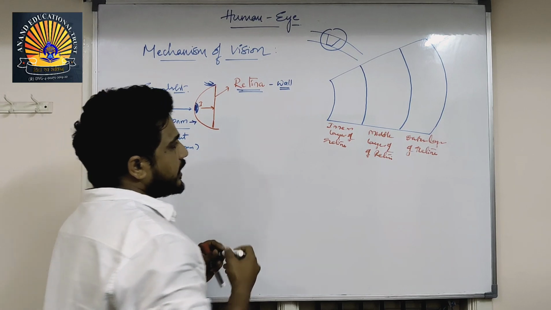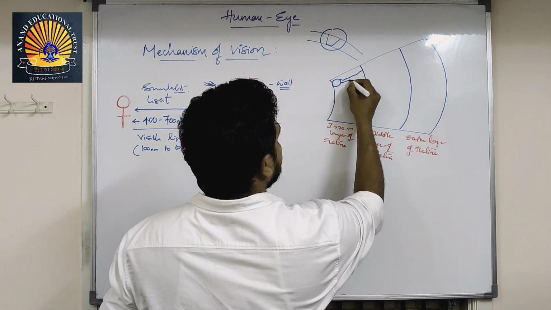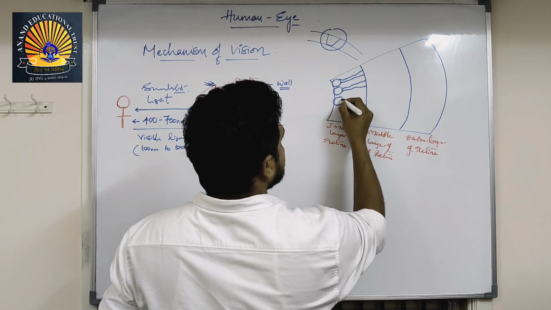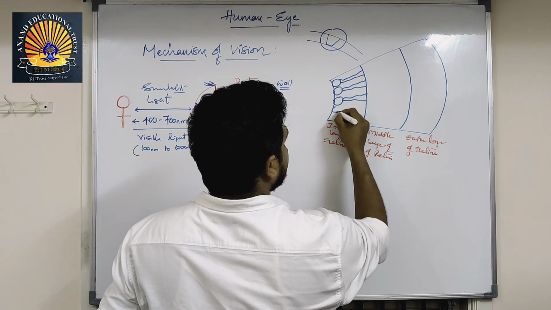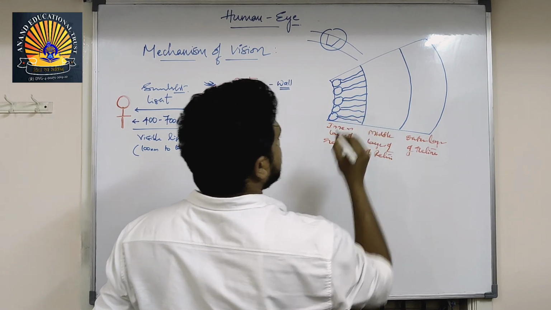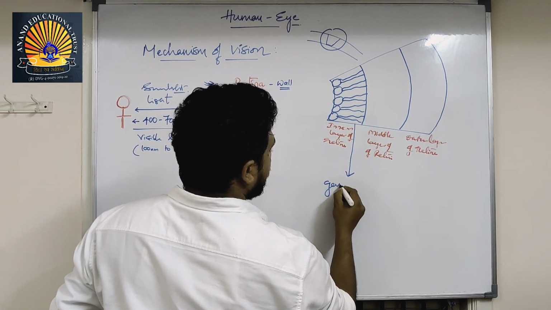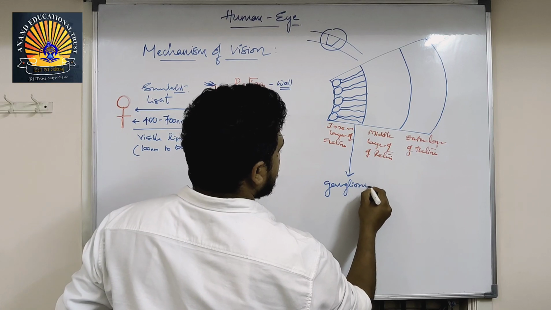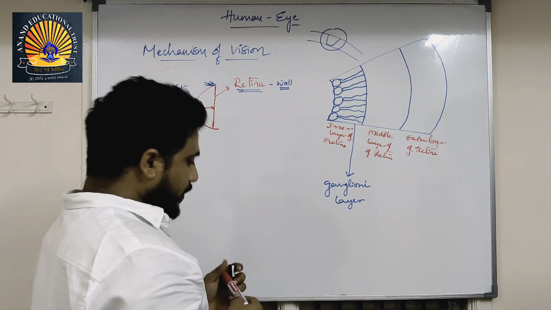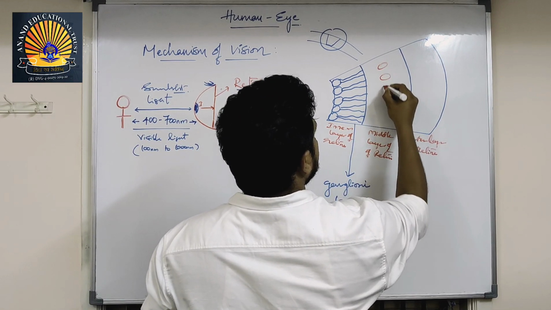Let us see the inner layer. So many ganglion cells are present. These form the ganglionic layer, we can call it. This is the ganglionic layer of the retina, the innermost. Whereas in the middle, bipolar neurons are present.